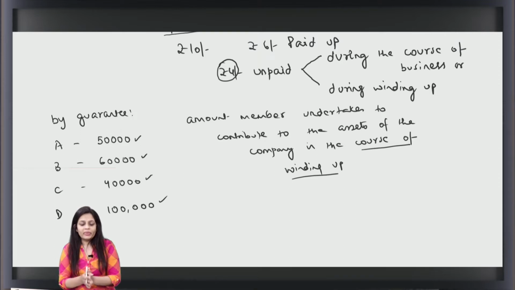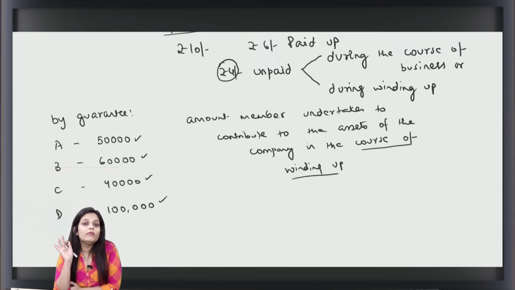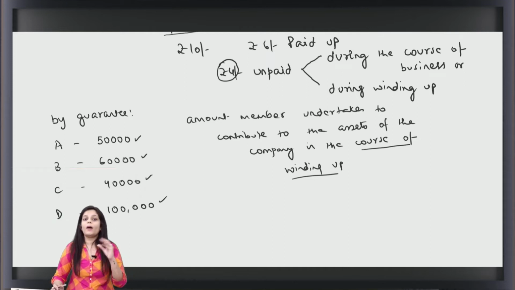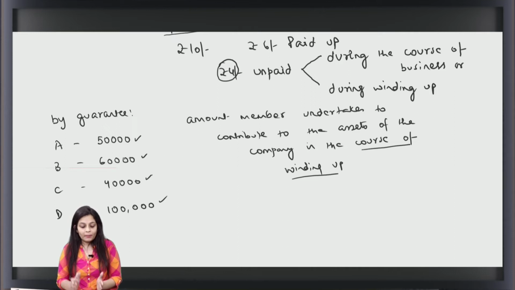But one thing is there, that this amount can be called up only during winding up and not during the business. So unlike limited by shares, which can be called up during business or during winding up, this can be called up only during the winding up of the company. Is it clear to everyone? The unpaid value of the shares, the company will call even when it is doing business, and also when it is winding up, but the guarantee amount, when will it call? Only when it is winding up.